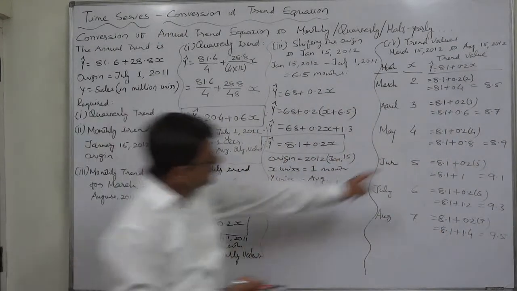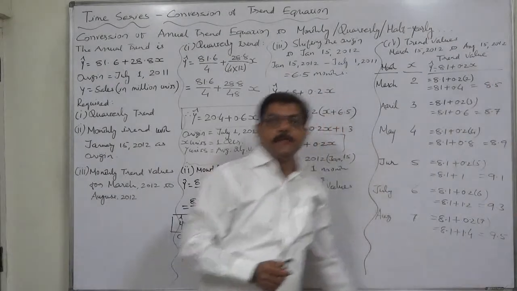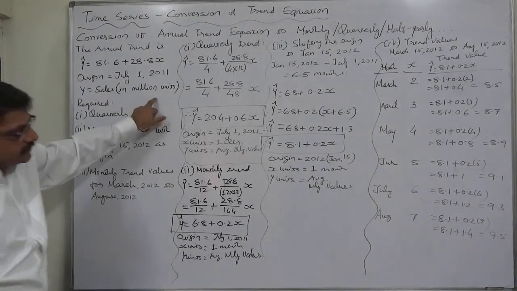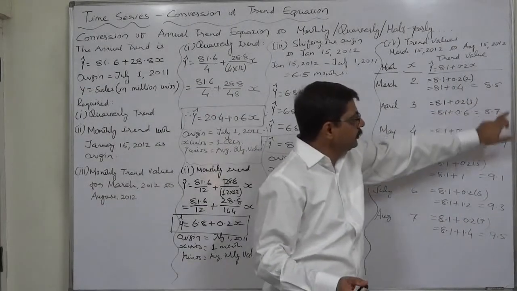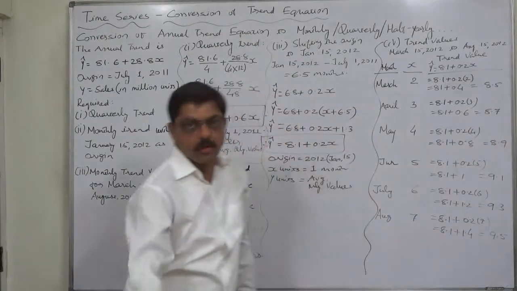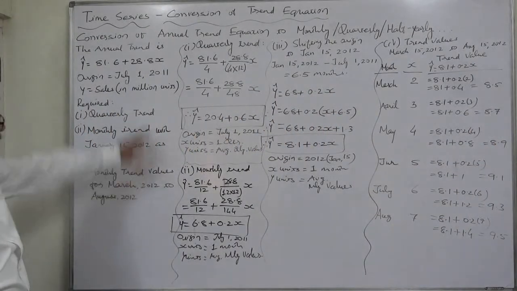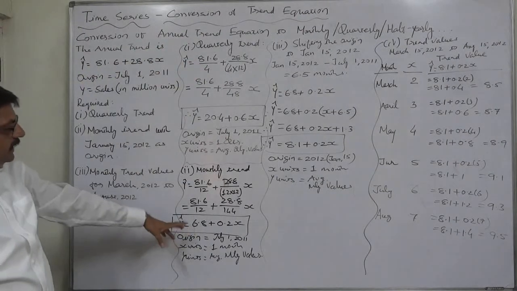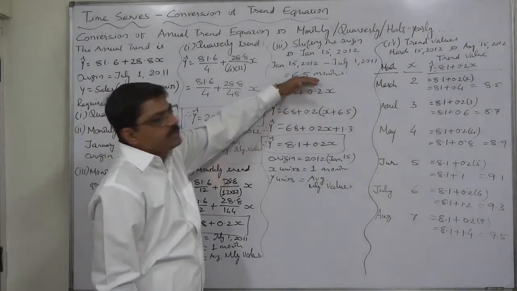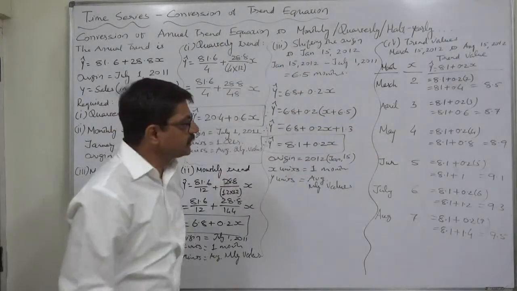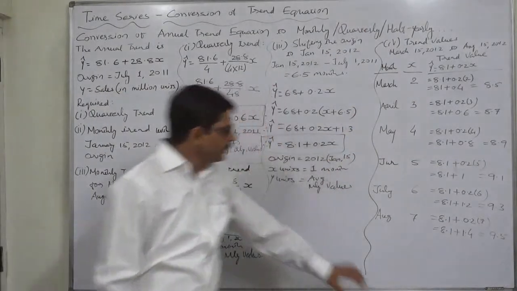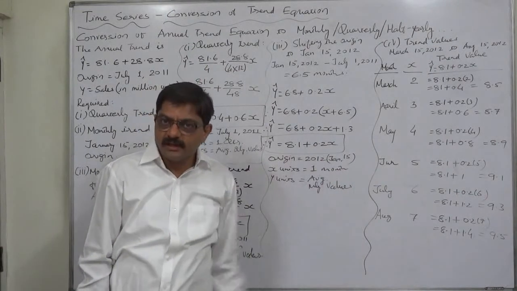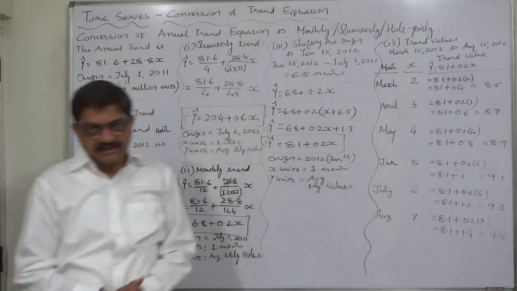Remember that all these values are number of units in millions, because this is the annual trend for sales in million units. So this is 8.5 million units, 8.7 million units, and so on. So in the first stage, we converted the annual trend into a quarterly trend, then into a monthly trend, then we shifted the origin of the monthly trend by 6.5 months forward, and these are the trend values on the basis of this new monthly trend after shifting the origin. That's it. Thank you very much.